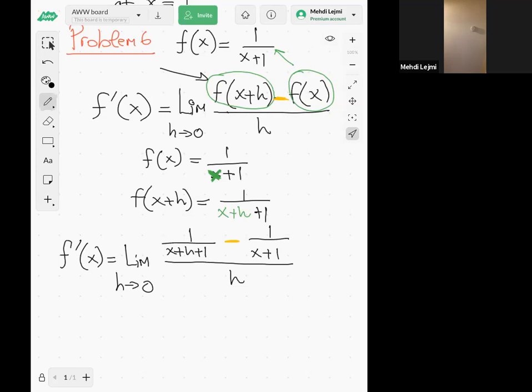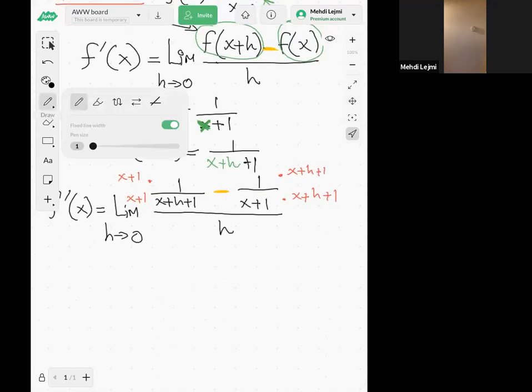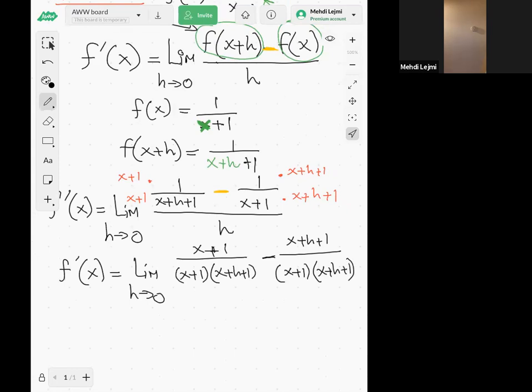You need the common denominator, so you have to cross-multiply. What I mean by cross-multiply: here you multiply by x plus h plus 1, and here you multiply by x plus 1. So then your f prime of x would be the limit as h goes to 0 of x plus 1 over x plus 1 times x plus h plus 1, minus x plus h plus 1 over x plus 1 times x plus h plus 1. The whole thing, of course, over h.